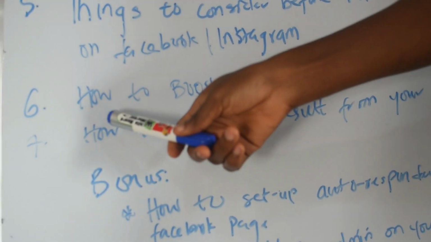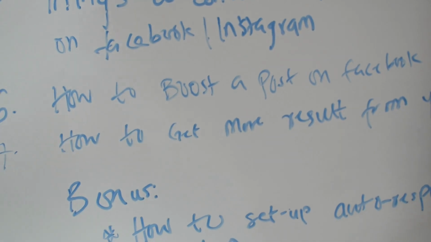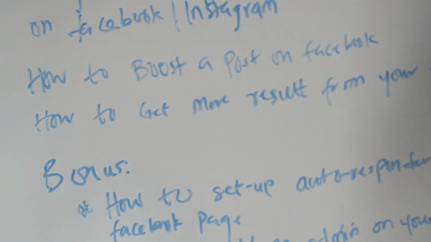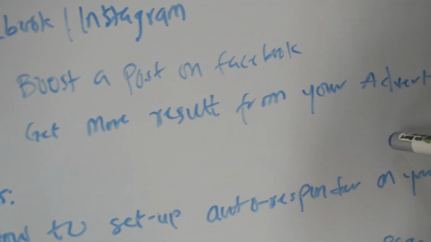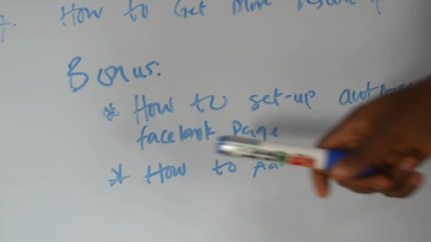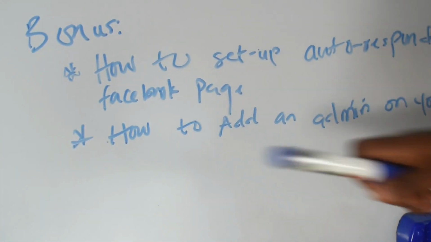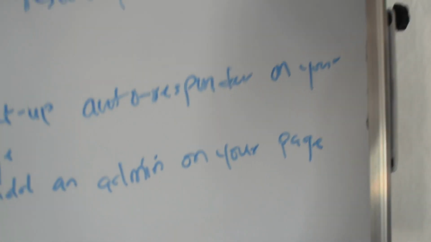And next we'll be looking at how to boost a post on your Facebook page. And then lastly, we'll be looking at how to get more results from your adverts, right? In this course, we have a bonus for you, which is how to set up an autoresponder on your page and how to add an admin on your page.